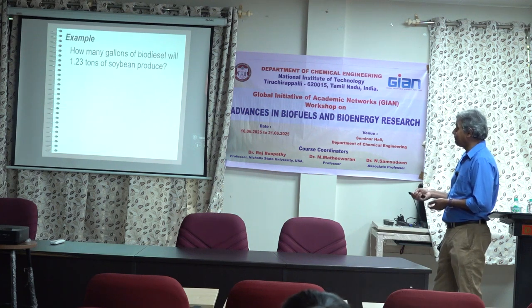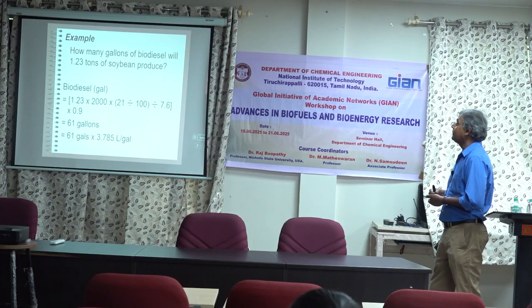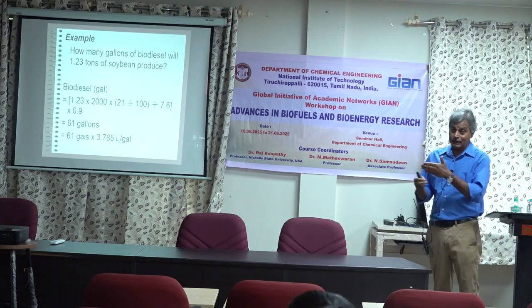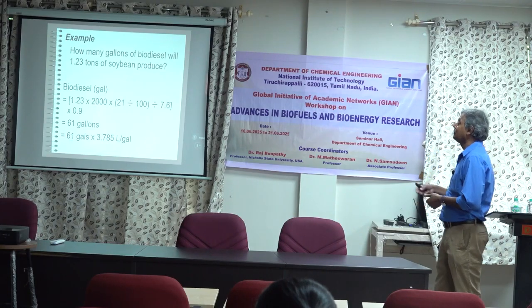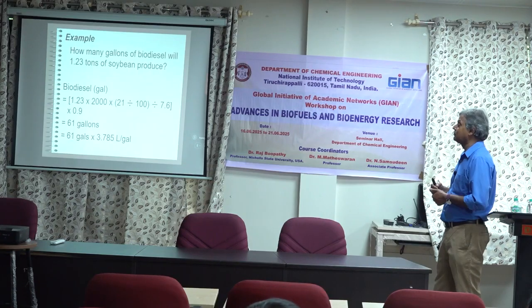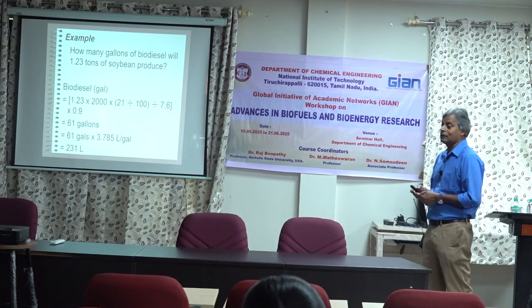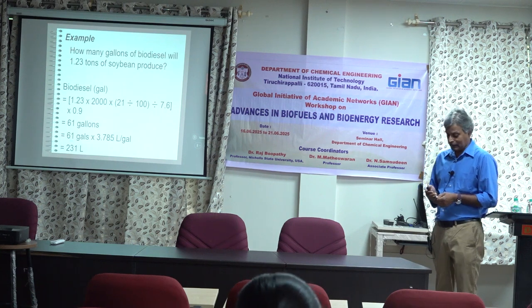So let's plug in some examples, how much you can produce per acre. How many gallons of biodiesel can you make from 1.23 tons, because that's the yield you get, 1.23 per acre of soybean. Okay, so multiply with that assumption we had, you can make 61 gallons, and in terms of liters, you make 231 liters from 1 acre of soybean. Okay, so that's the yield you can calculate.